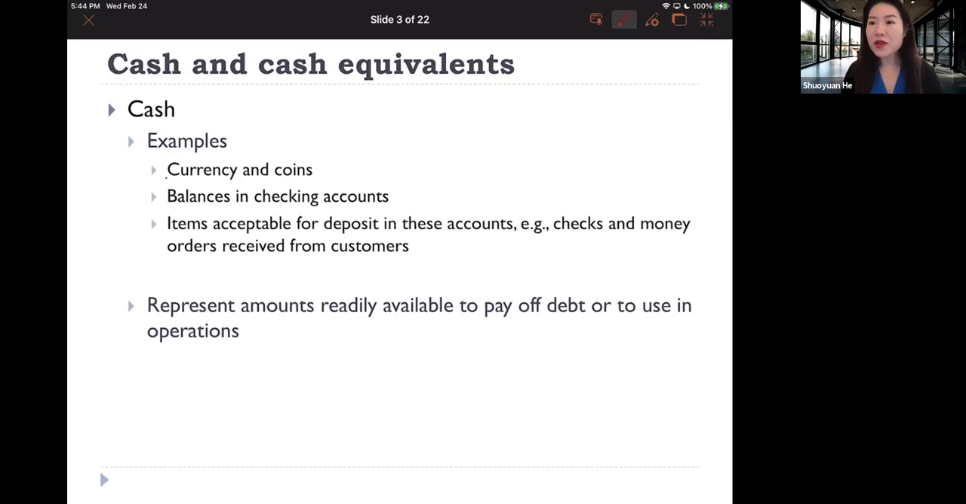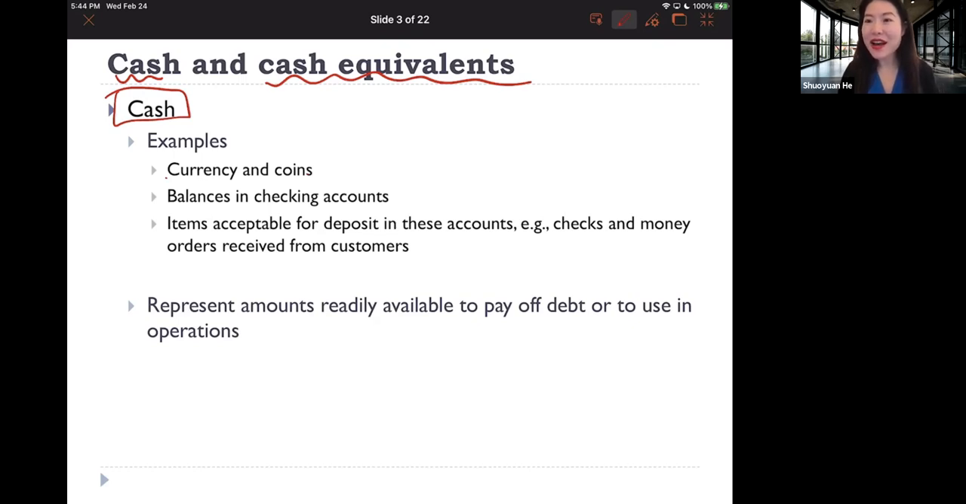So let's first look at cash and cash equivalent. This is usually listed as the first item on the firm's balance sheet, cash and cash equivalent. But actually, cash and cash equivalent, those are two different things. So let's look at cash first. A typical example of cash is those dollar bills, coins, quarters. So those are cash. All of us know that is cash.